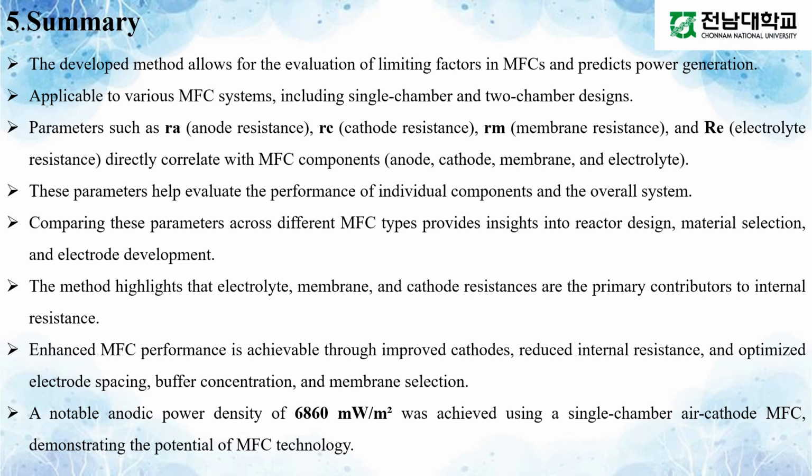The method highlights that electrolyte, membrane, and cathode resistances are the primary contributors to internal resistance. Enhanced microbial fuel cell performance is achievable through improved cathodes, reduced internal resistance, and optimized electrode spacing, buffer concentration, and membrane selection. A notable anodic power density of 6,860 milliwatt per meter square was achieved using a single-chamber air cathode microbial fuel cell, demonstrating the potential of microbial fuel cell technology.